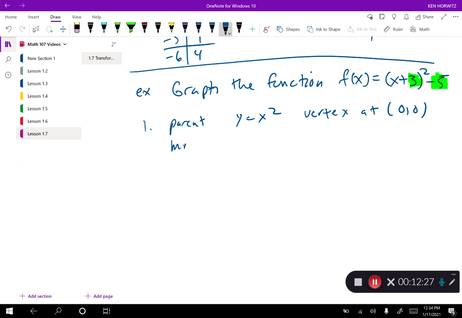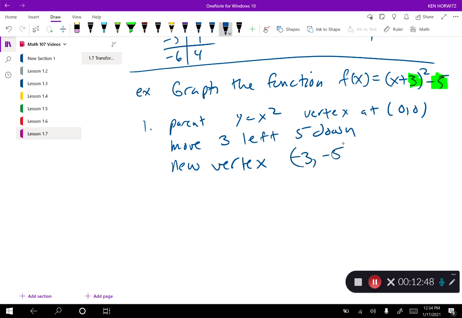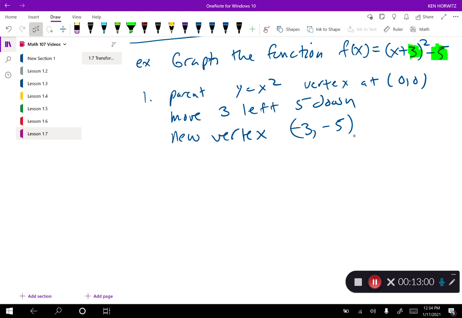So I want to move 3 left, 5 down. So where's my new vertex? My new vertex 3 to the left would be -3 and 5 down would be -5. So from 0, 0, I'm moving 3 left and 5 down. My new point is -3, -5. Now from here, if you're a good drawer, you could probably draw a very good parabola opening upward that would get you credit. As you can see, I was never the best drawer.